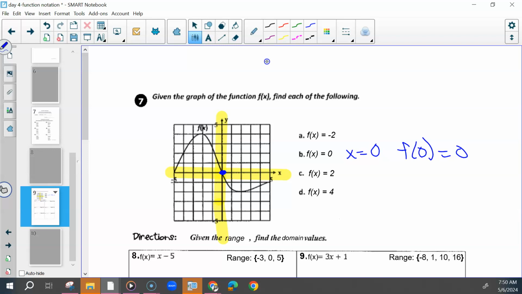I will say in some of these there are 2 x values. You would just list them both. If they're not on a whole number, you would just make up a decimal closest to it.